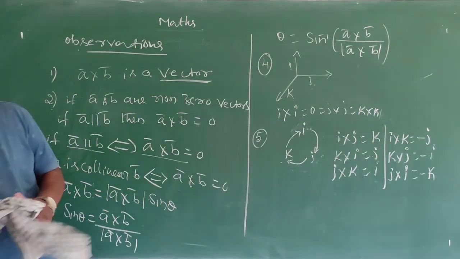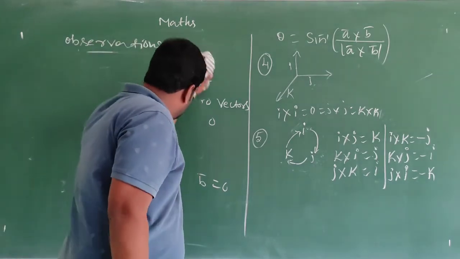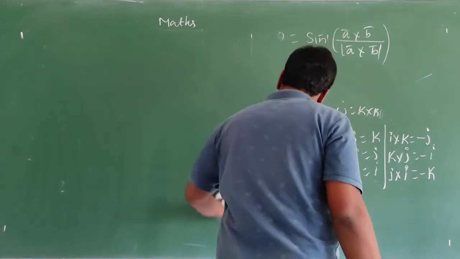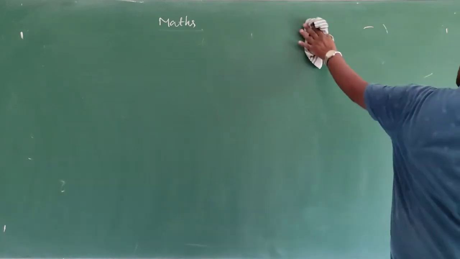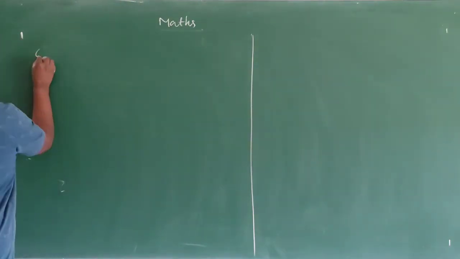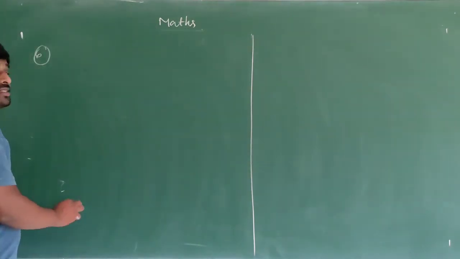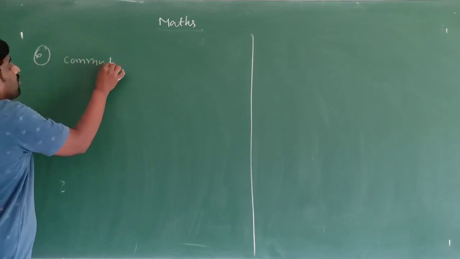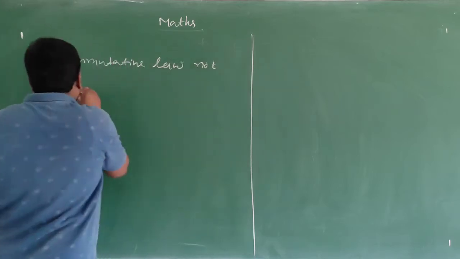Next point is the sixth one. Here, the commutative law is not satisfied.